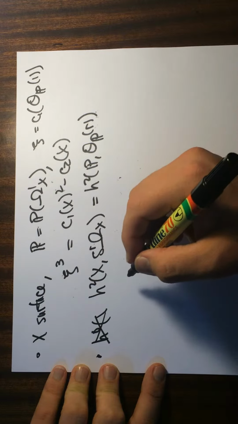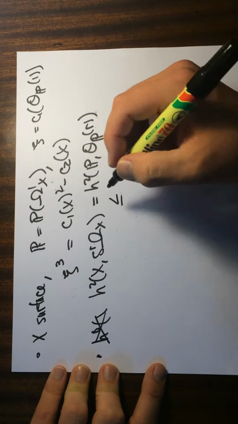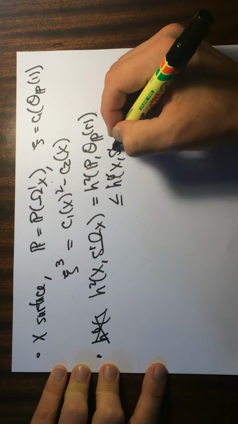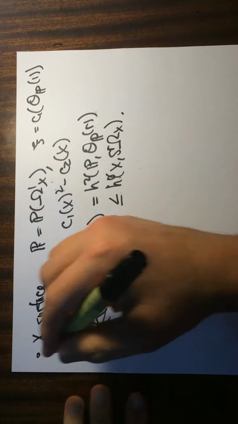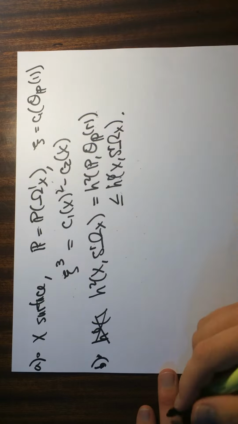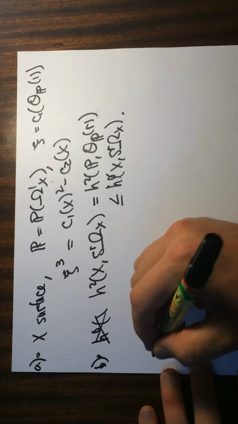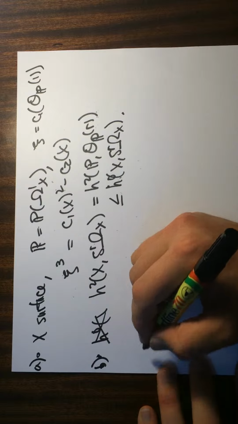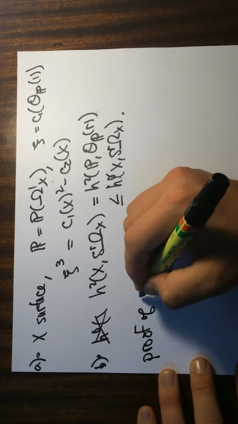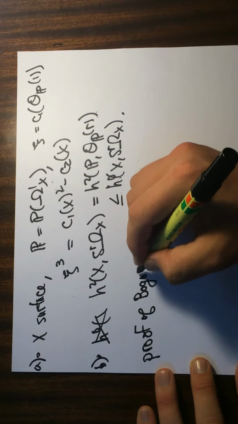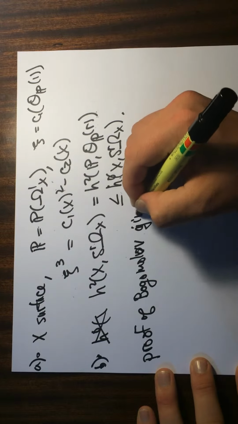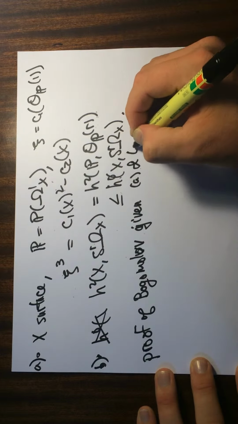This is equal to this, but this is bounded by h0 of x of the symmetric power of omega of x. Okay, so these are two things that I'm going to assume. But let's assume these two things. So given A and B, so here's the idea. So we'll give a proof of Bogomolov given A and B.